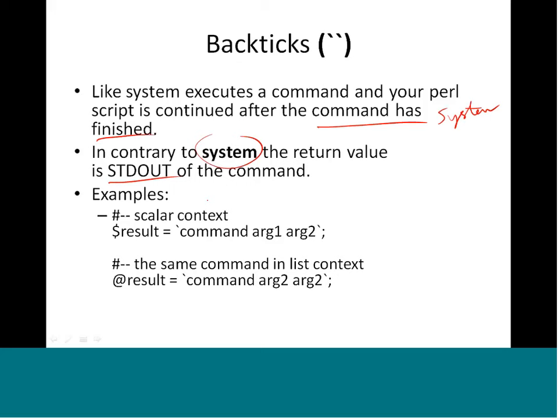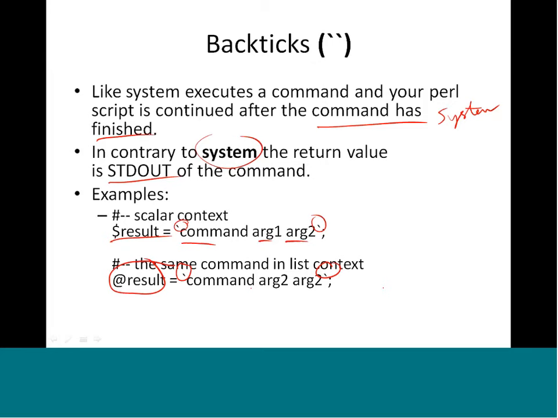Here we can say, in a scalar context, dollar result is command followed by arg1, arg2, and then you notice the backtick here. So this command gets executed, and whatever the command's return value is is stored as a scalar into the dollar result. And then if the command actually returns a list, then all you've got to do is store it as an array with result as the name, and then execute the command in the backtick mode, and whatever comes up is stored as an array, basically whatever the result of that command. So this is very useful when you are doing an external sort, for some reason, and then actually using it and storing it into the result.